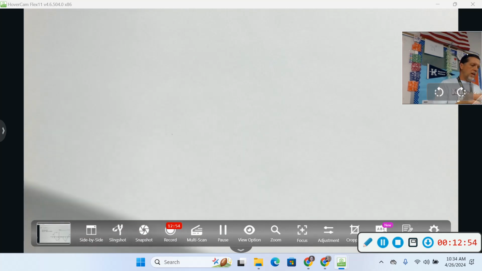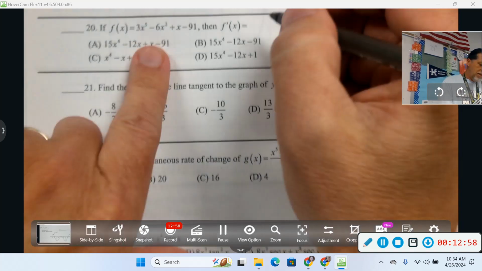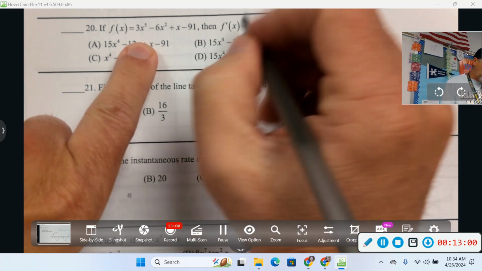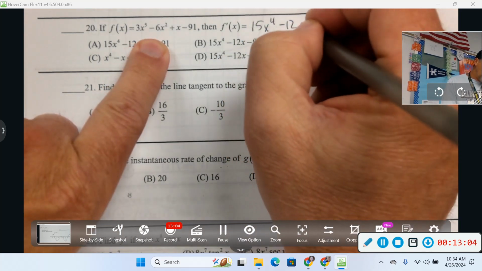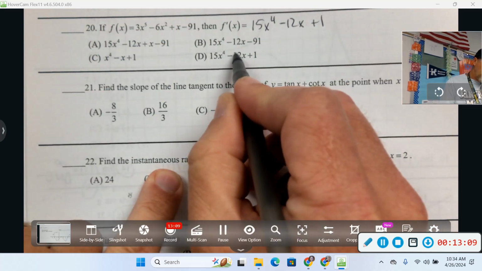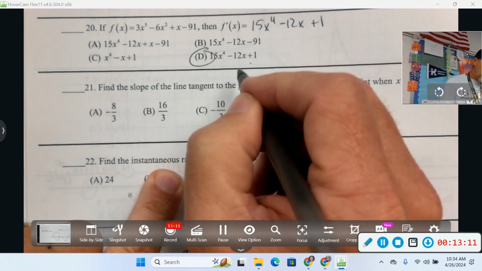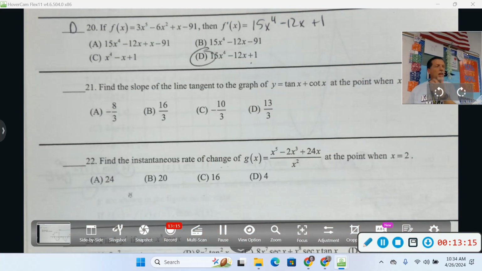Number 20. Oh, that's an easy one. Finally, that's just straightforward power rule stuff. 15x to the fourth minus 12x plus 1. So 20 is D. I like those.